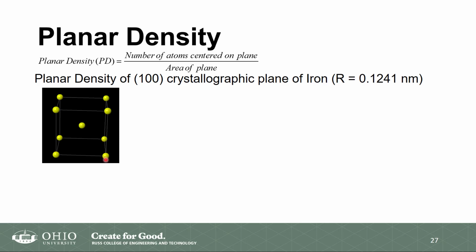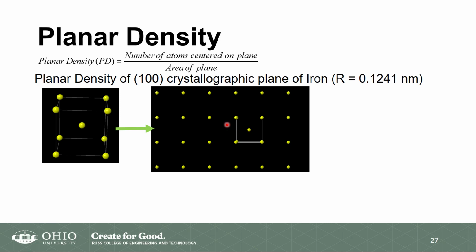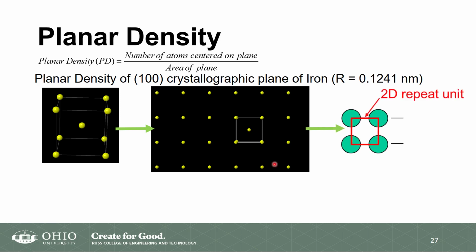If we do a projection of that and zoom out of our unit cell, we will see that our 1, 0, 0 plane is this series of lattice points, which look like a bunch of squares. If we take one of those squares, our repeating unit is these 4 atoms with the square direction shown below. Keep in mind we're trying to find both the number of atoms centered on the plane and the area of the plane as well.